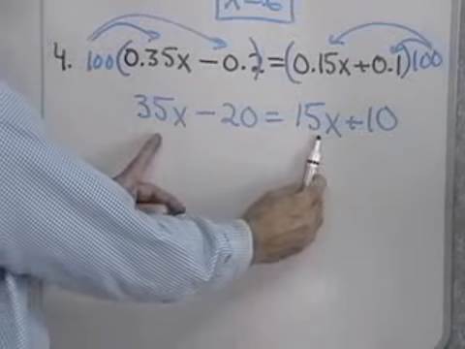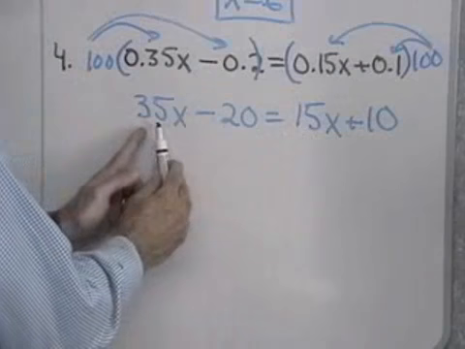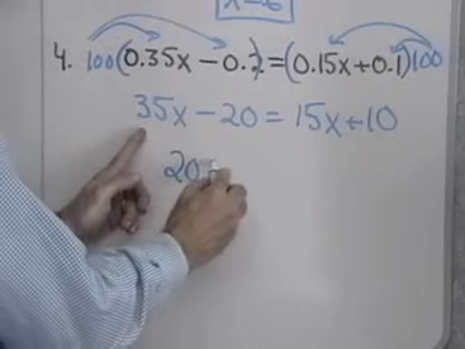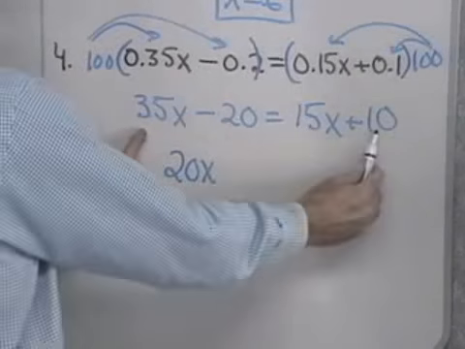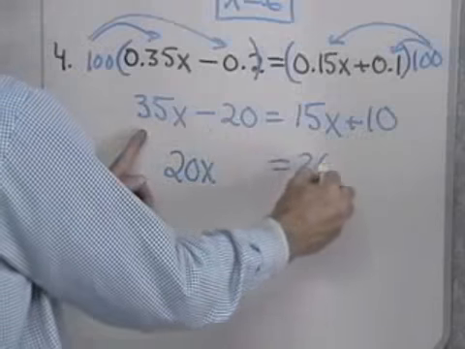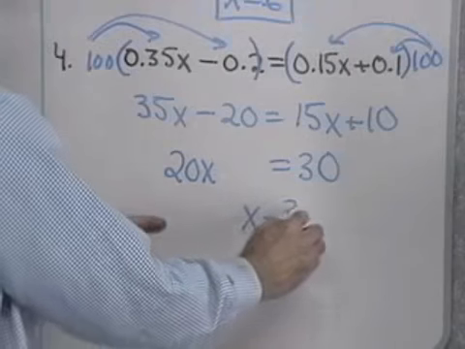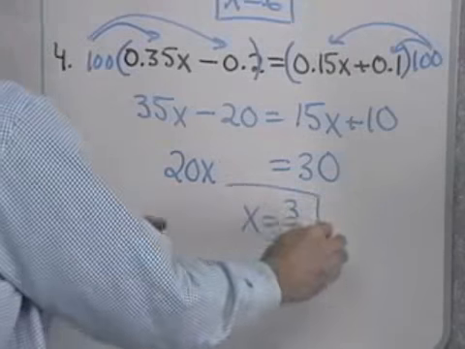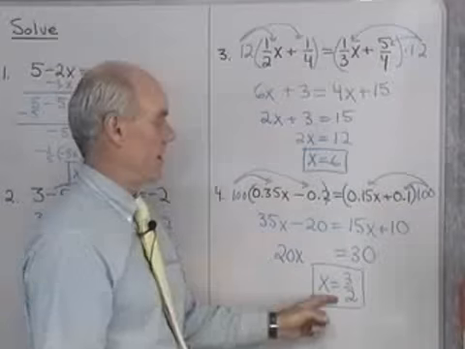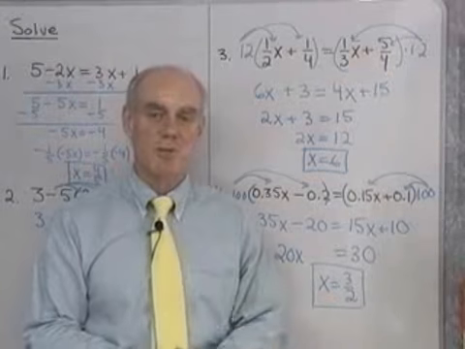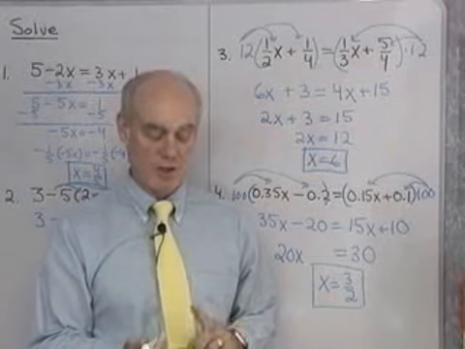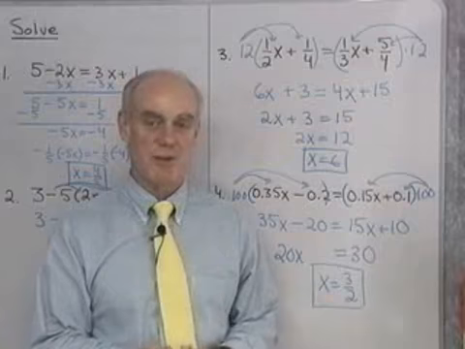Now, if I add -15x to both sides, I'll end up over here with 20x. And if I add positive 20 to both sides, I'll end up on the other side with 30. Divide both sides by 20, and I get x is equal to 3/2. 30 divided by 20 is 3/2. So that's a look at solving some linear equations in one variable using the addition property and multiplication property of equality.